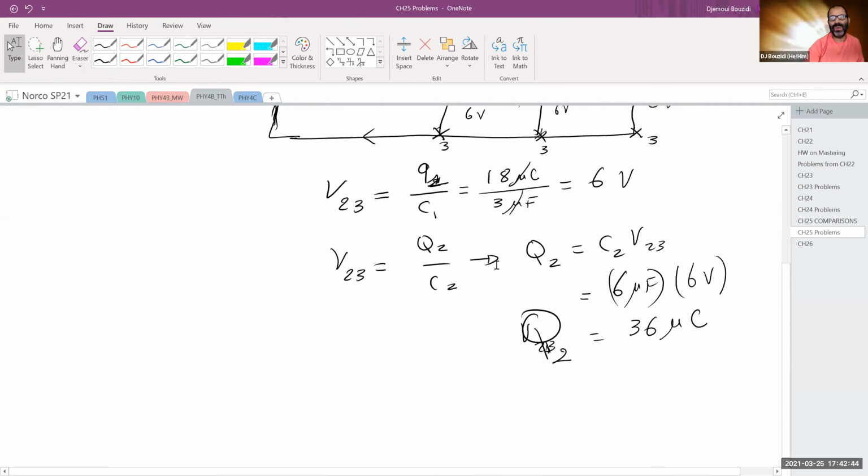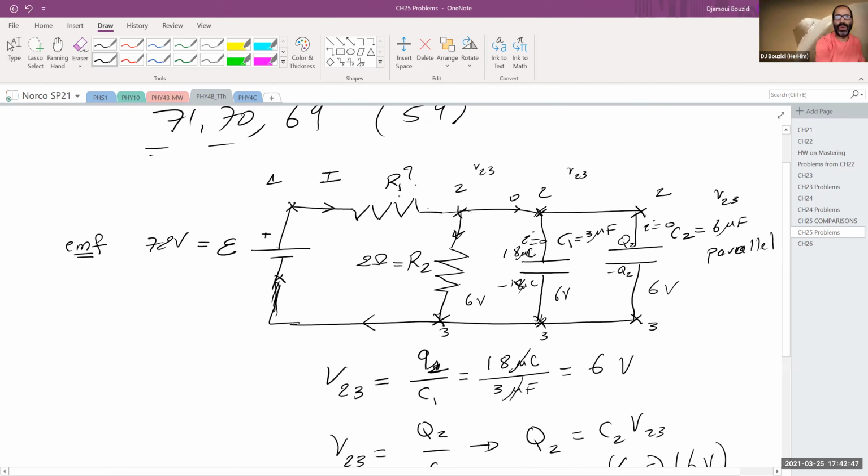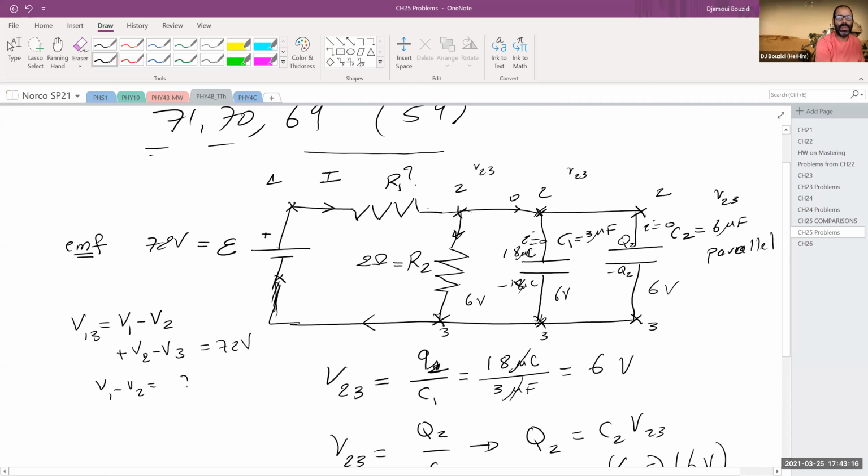So let's do that. I need to find this current, and this current is the same current going through this resistor. So if I know the voltage drop in here between 1 and 2, then I'm in business. And I know that voltage drop. This is 72 between 1 and 3. So V13, which is, by the way, V1 minus V2 plus V2 minus V3, is 72 volts. Whereas V2 minus V3, I already figured out to be 6 volts. So V1 minus V2 is 72 volts minus 6 volts, which is 66 volts. So the drop between 1 and 2 is 66 volts.